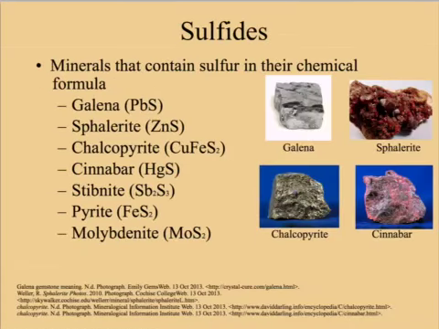The next mineral group we're going to talk about are the sulfides. Sulfides have sulfur in their chemical formula. Sulfur is just one capital S. So some examples are galena, which has excellent cleavage and breaks off into cubes, sphalerite, chalcopyrite, which is also similar to pyrite, which is fool's gold, and cinnabar.